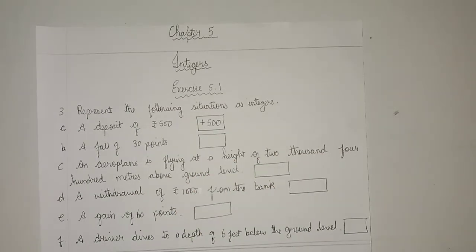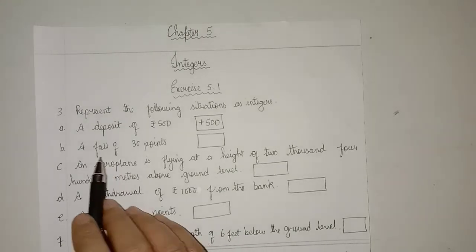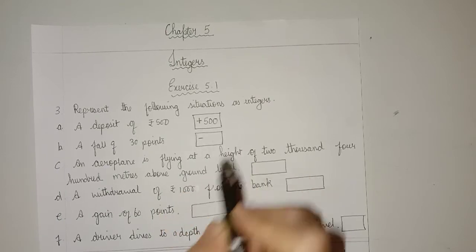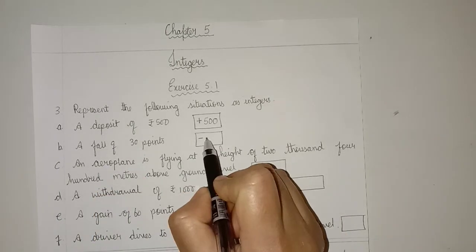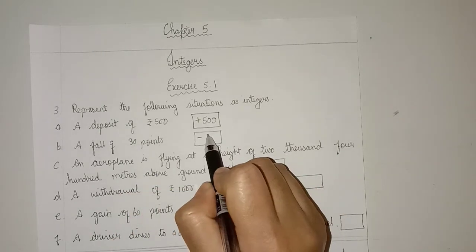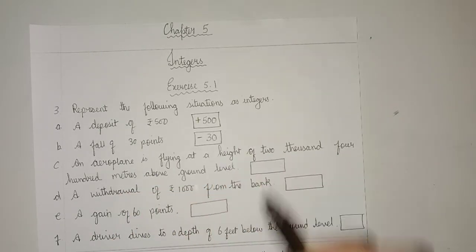Then next, a fall, when you fall down. A fall of 30 points. So you're losing points here, isn't it? So for the word fall, it should be plus or minus? It should be minus. So I put minus here. Then I have 30. No need to write the word points. Just write 30. That's how you solve question number 3.